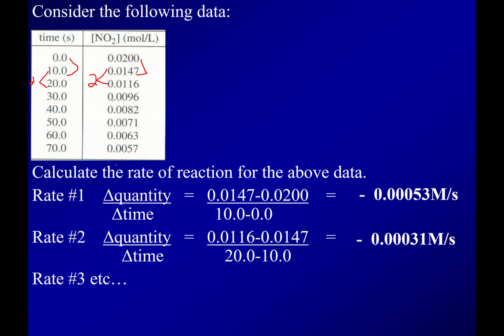You do the same thing for rate number 3, 4, 5, and so on. You'll be doing something similar on your worksheet. You're not going to be doing all of these though; you'll do a few less. So if we calculate the rate of the reaction and take all of our data here and plot it, here's all of our data.